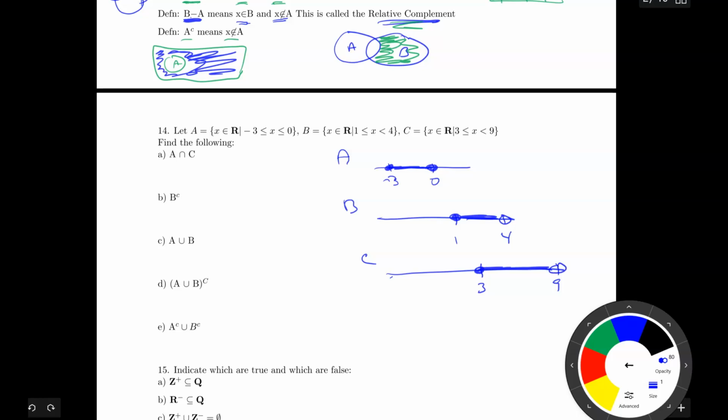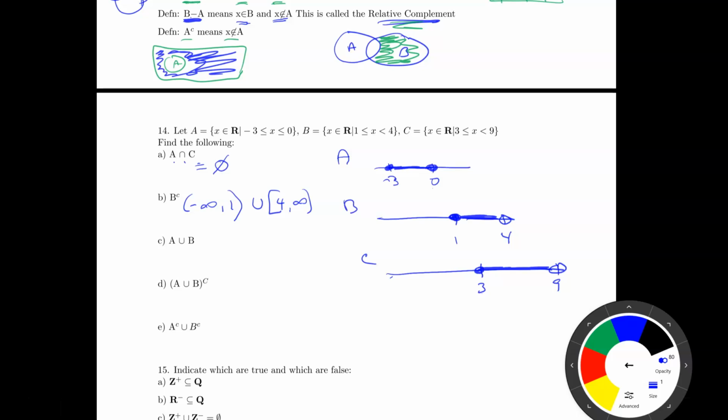Okay, so A intersect C. A intersect C. So what's in common between those two? -3 to 0 and 3 to 9. Well, that's the null set, right? There's nothing in common between those two. Okay, so B complement. Things that are not in B. Okay, so how am I going to say that? So I want to say I can come all the way up from -infinity, go up to 1, don't include 1 because it's included there, or start at 4 and go up to infinity. And always the round parentheses around infinity, you know that, right?